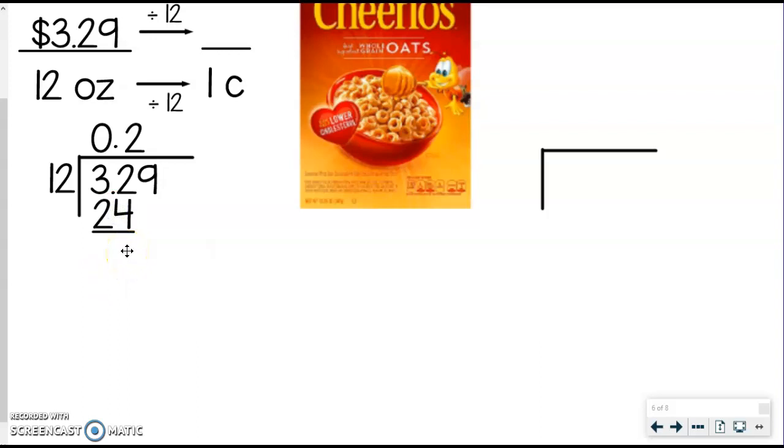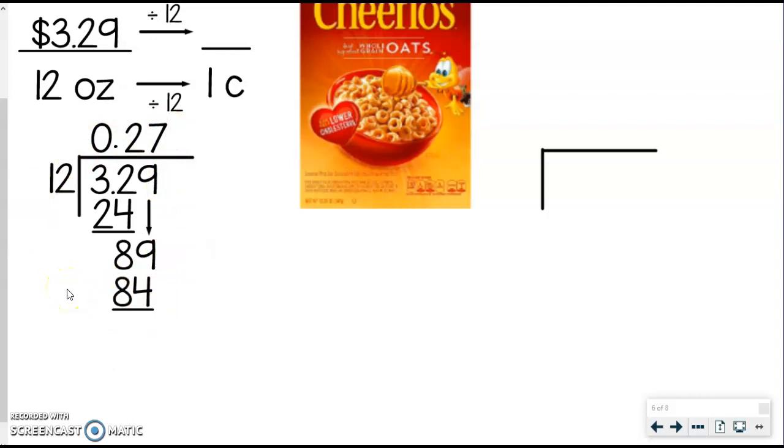And again, if I'm ever going too fast, feel free to pause the video and catch up with your work. That is totally fine. So 32 minus 24 leaves us with 8. So we have to bring down our next number, which is 9. So we're going to bring down that 9. 12 fits into 89 7 times. I was giving you a moment to see if you could think of it yourself. 7 times 12 is 84.